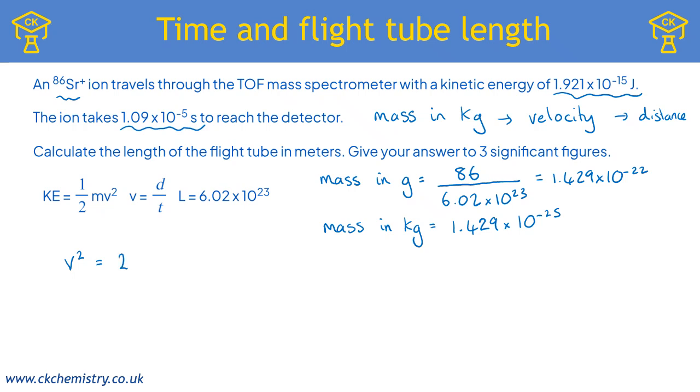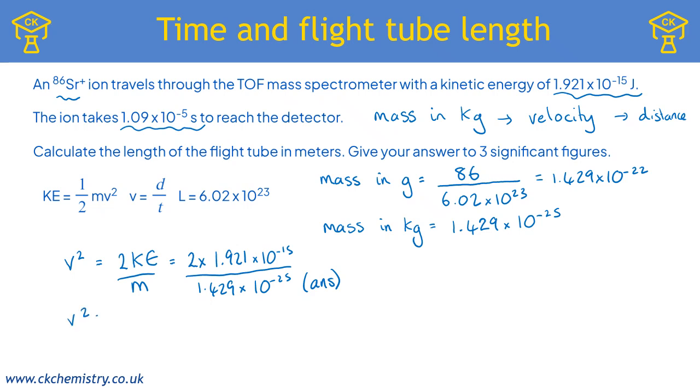So I'm going to calculate v squared as 2KE over m, and I am going to put in my kinetic energy, 1.921 times 10 to the minus 15, my mass 1.429 times 10 to the minus 25, but really what I'm doing here is just pressing answer on the calculator. I get v squared as a very large number, right? So it should be like 10 to the 10 times 10 to the 10, and then I'm going to square root it to get v, and again I'm just doing square root answer. I'm not typing these in all the time, and I'm just leaving lots of significant figures in here at the moment.